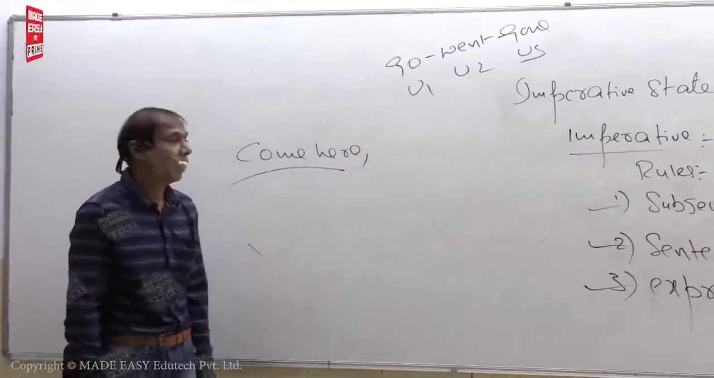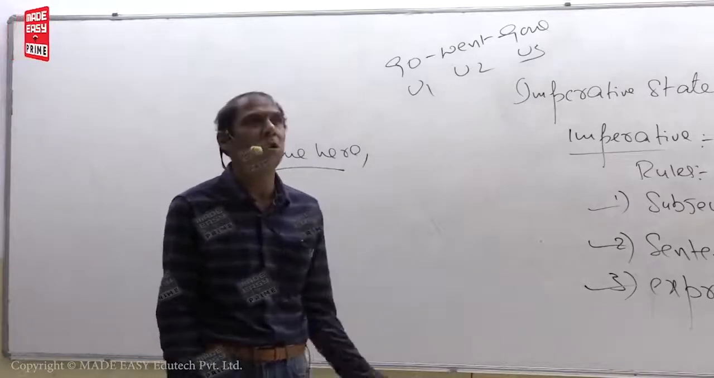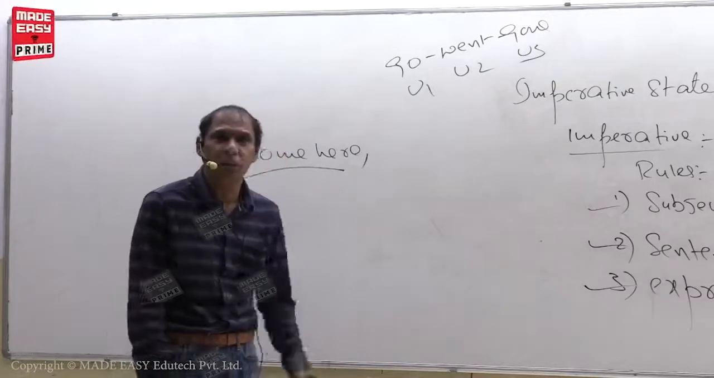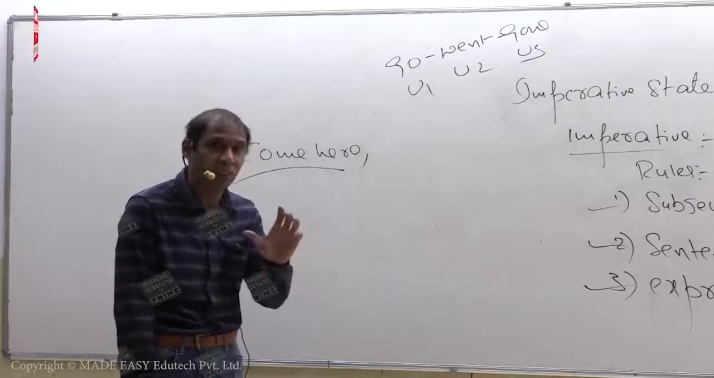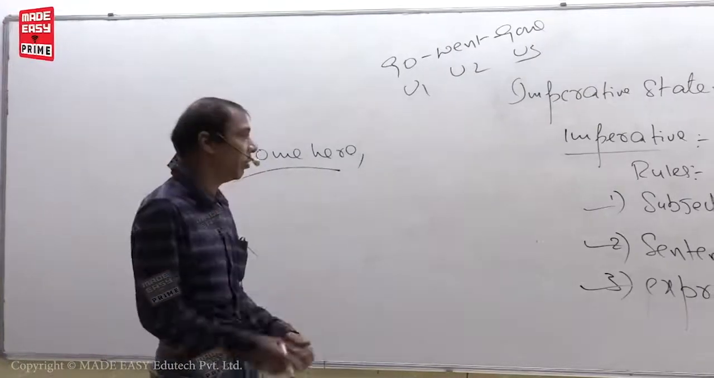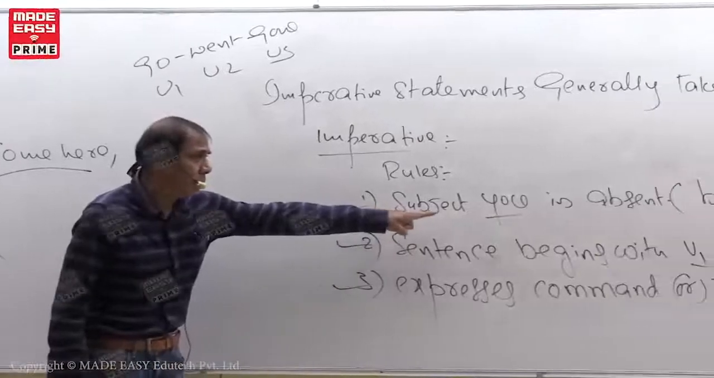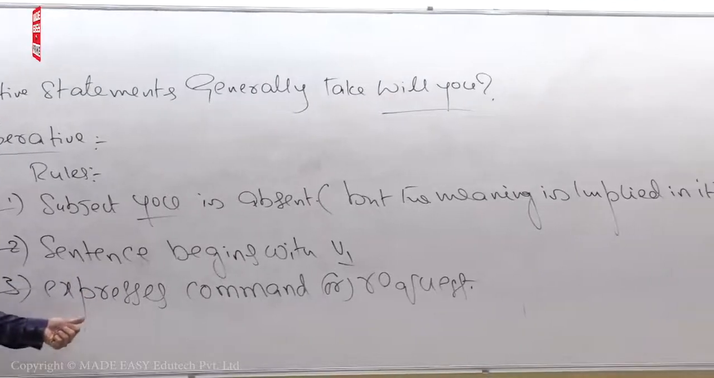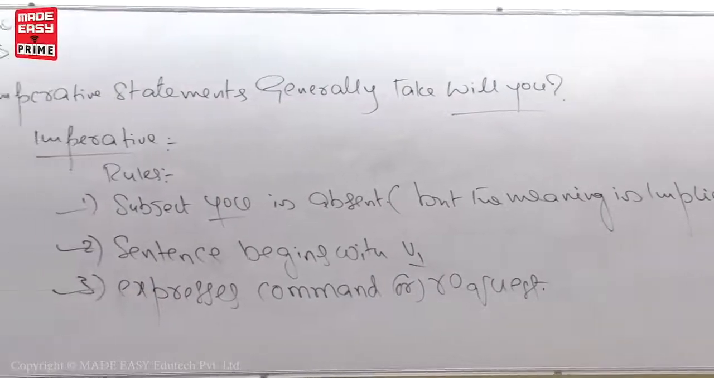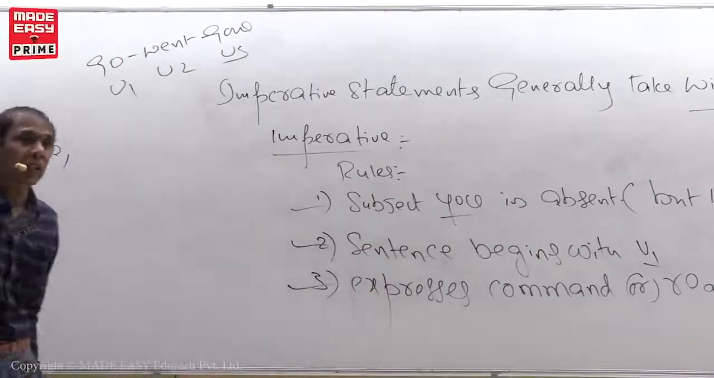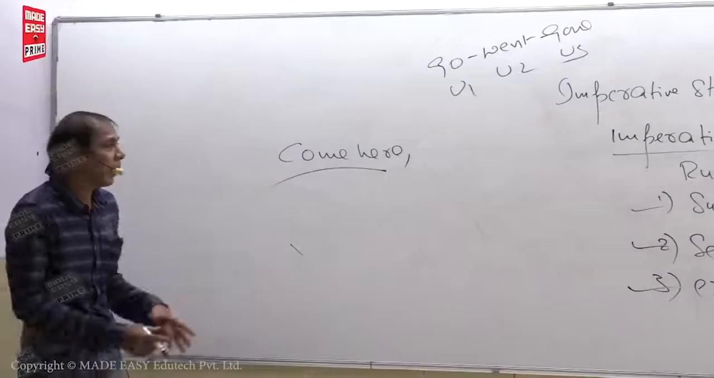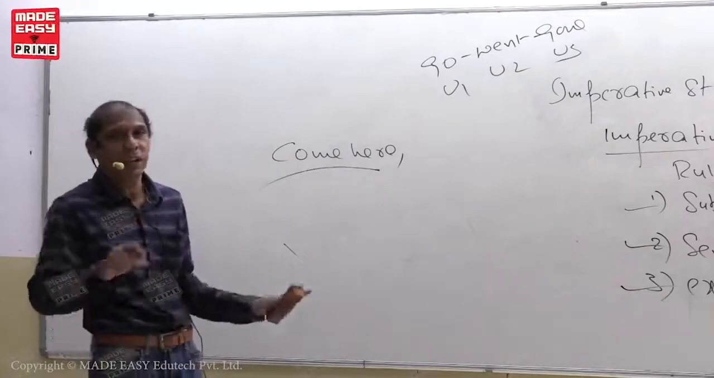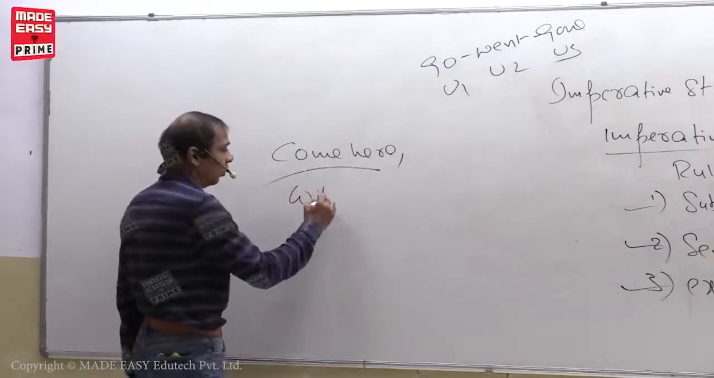So what is imperative? So many are getting confused with imperative sentences. Sir, what is imperative? Nothing to worry. There is nothing to be confused about. See, this is the best approach. I strongly believe in it to understand the imperative sentence. Yes, subject you is absent, but the meaning is implied in it. Sentence should begin with V1. The sentence should express command or request. A sentence that is satisfied with these three rules, that sentence is called imperative. In the case of imperatives like this, statement is positive or negative, don't worry. Generally, imperatives take will you.